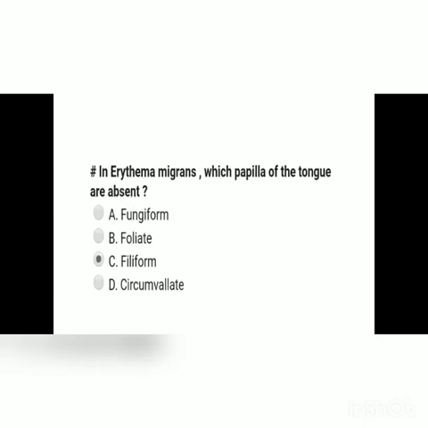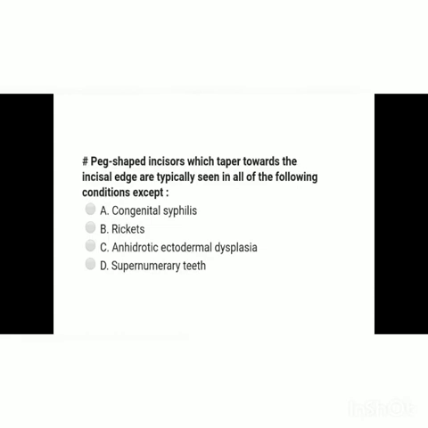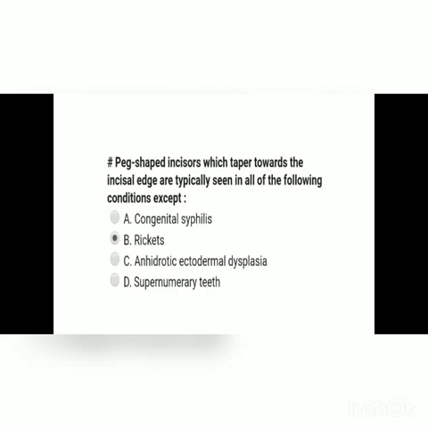So let us move on to the next question. Peg shaped incisors which taper towards the incisal edges are typically seen in all of the following cases except: congenital syphilis, rickets, anhydrotic ectodermal dysplasia, supernumerary teeth. This is quite an obvious question, I guess, and the correct answer is rickets. The correct option is option B, that is rickets.